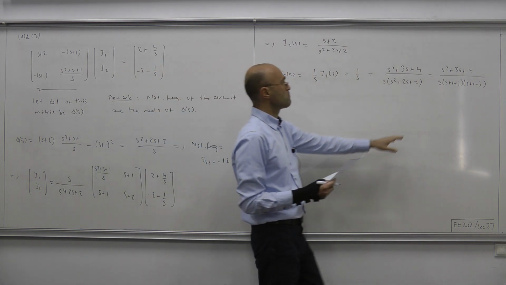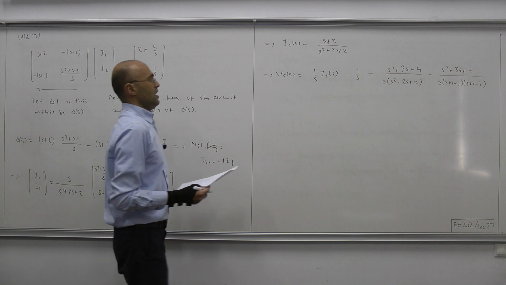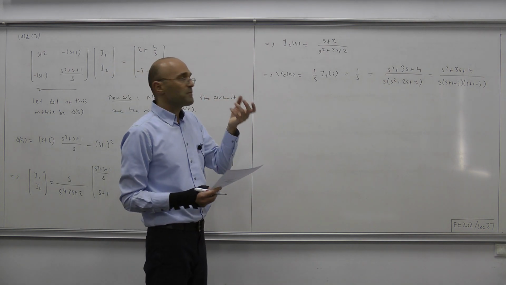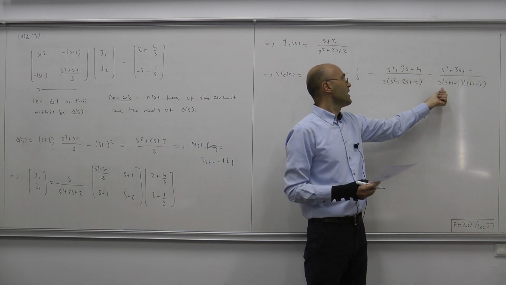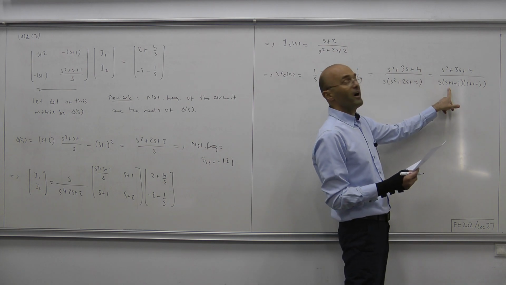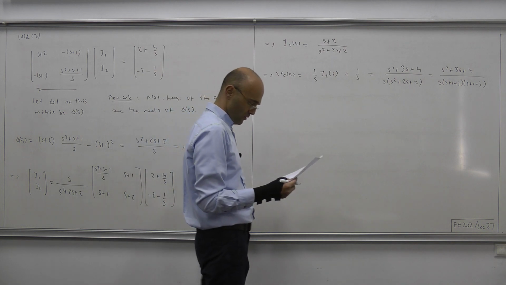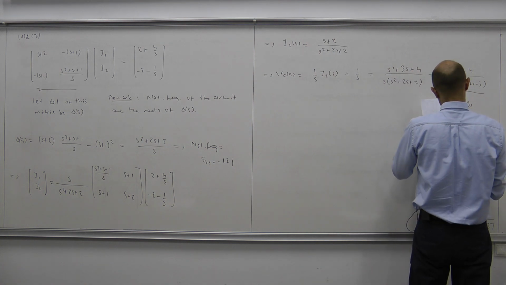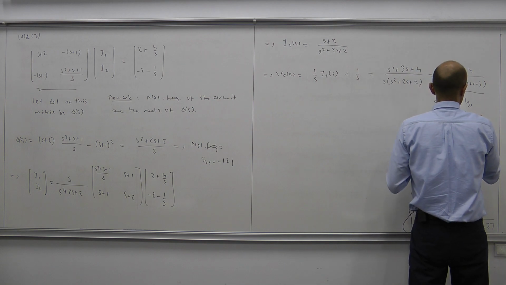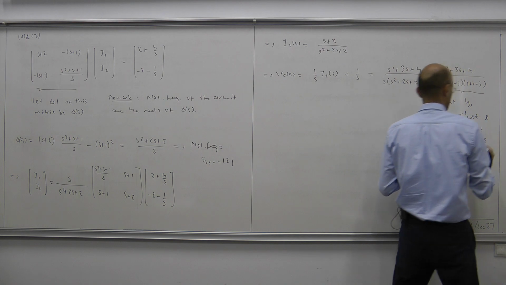And by looking at the roots of the denominator polynomial, we can see the form of Vc of t. Now this will produce a constant term, and this pair will produce e to the minus t cosine t and e to the minus t sine t terms. So this will produce a constant term, and this pair produces e to the minus t cosine t and e to the minus t sine t terms.